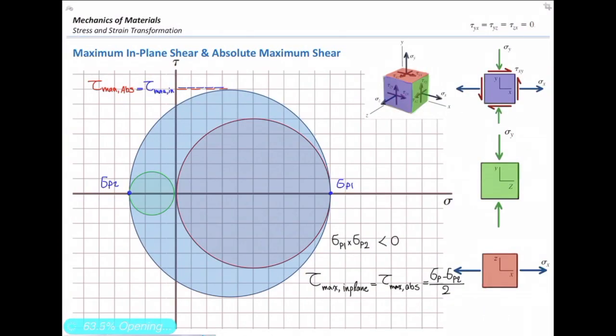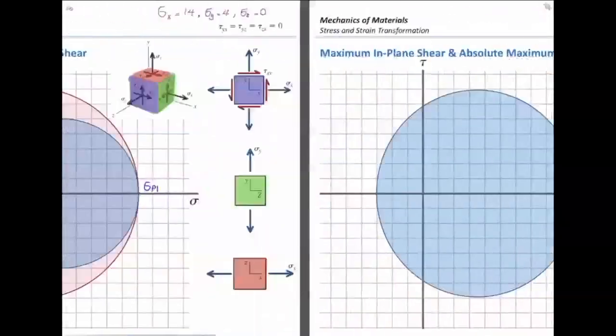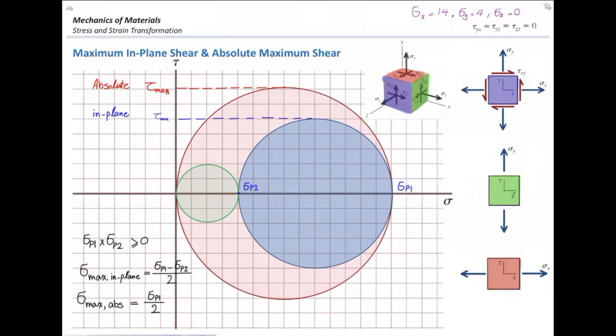So if principal stresses or principal strains have opposite sign, the maximum in-plane and the maximum absolute value are equal to each other, okay? But if they have the same sign, either positive or negative, the maximum in-plane is calculated from this equation, and the maximum absolute is calculated from the bottom equation. Okay? So this is about that concept. What is the absolute maximum shear stress, and what is the in-plane maximum shear stress or shear strain?